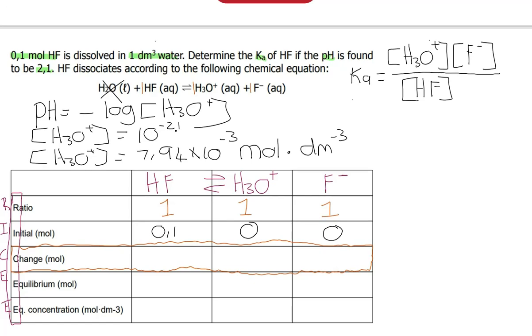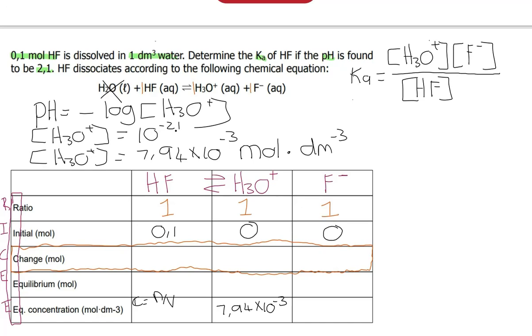So I'm going to write that into the right block, 7,94 times 10 to the negative 3. Now, in the specific problem, they've made your life very simple in the sense that they gave us a volume of 1 cubic decimeter. So actually, if you just go ahead and work out the mole, the concentration in this case is going to be equal to the mole over the volume. In this case, as I've mentioned, the volume is 1.